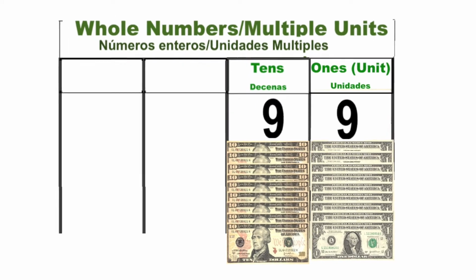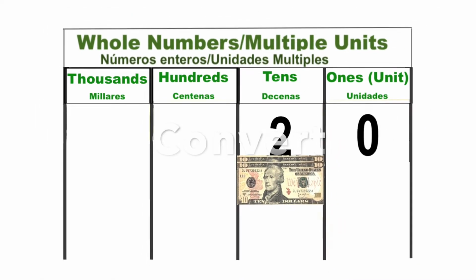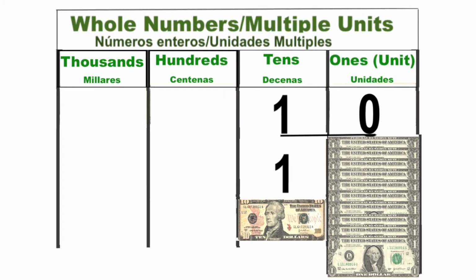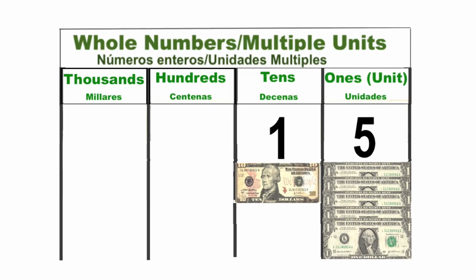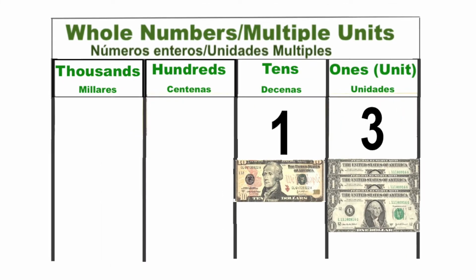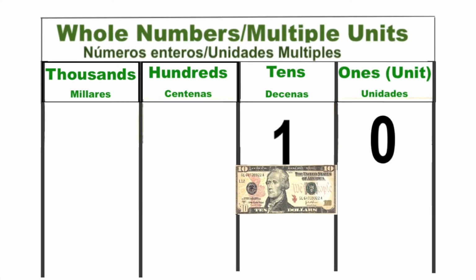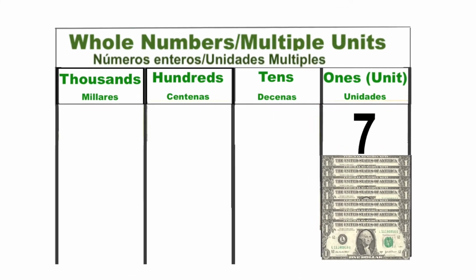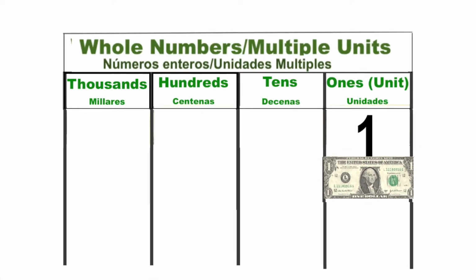Countdown 99. Let's go ahead and transfer down from 99 to 20. 20. Convert 1 ten to 10 ones for a total of 1 ten, 10 ones. Countdown 19, 18, 17, 16, 15, 14, 13, 12, 11, 10. Convert 1 ten to 10 ones. Countdown 9, 8, 7, 6, 5, 4, 3, 2, 1.